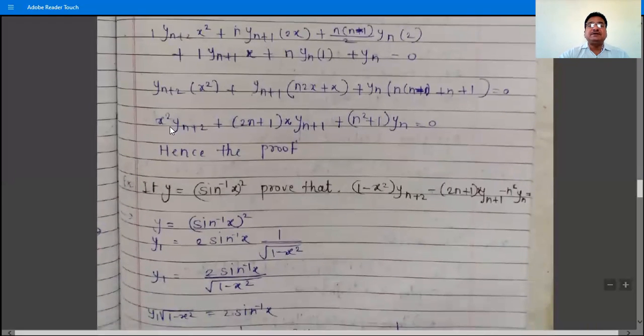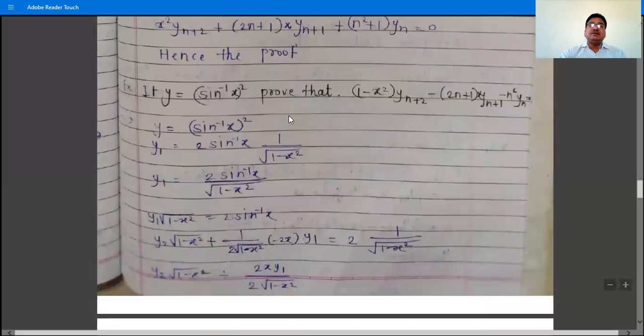And so after simplification, we have x square yn plus 2 plus take x as common. So we have in bracket 2n plus 1 x yn plus 1. And this after simplification, so right, multiply by n. So n square minus n plus 1. So minus n plus n get cancelled. So n square plus 1, we have the simplification of this bracket into yn is equal to 0. And that is what I had to prove.